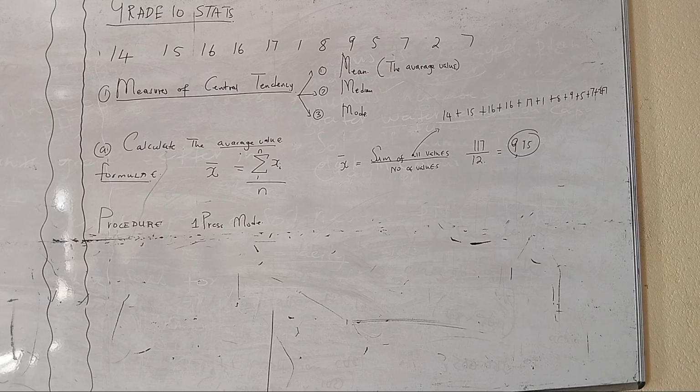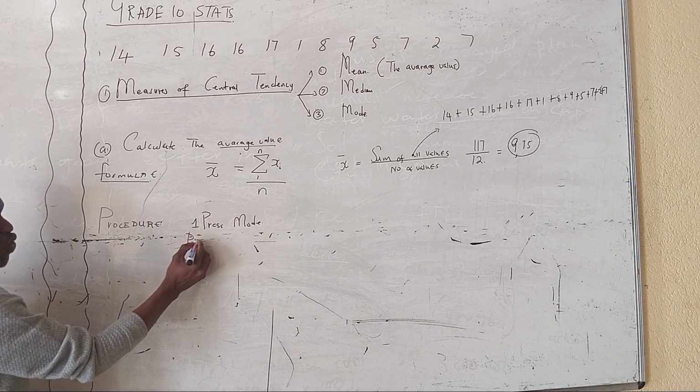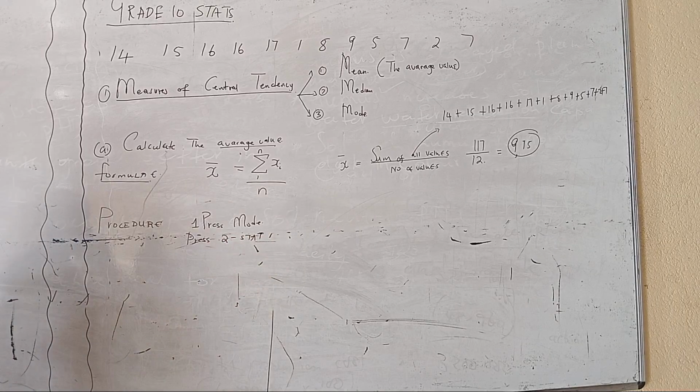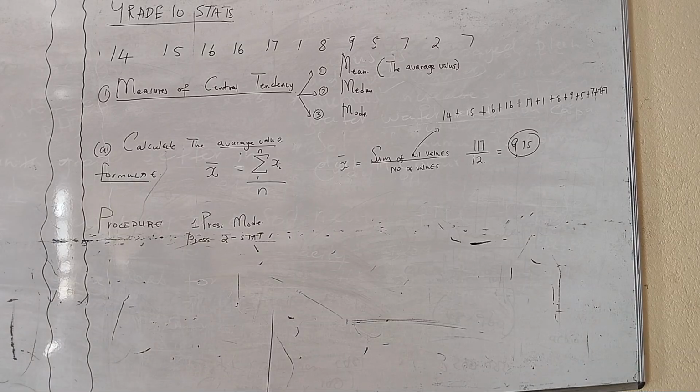When we press mode, we're going to select number 2 for steps. So you're going to press 2 for steps. After pressing 2, what happens? That's why I said we are going to move together. So now we are going to press what? Yes, now we are going to press number 1 for 1 minus VAR.